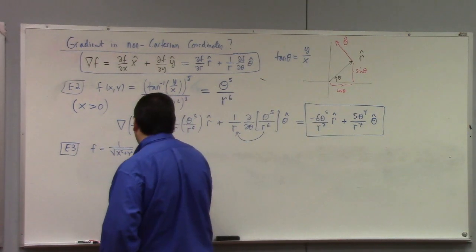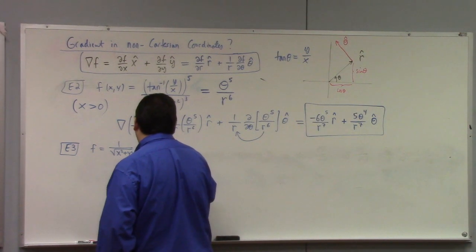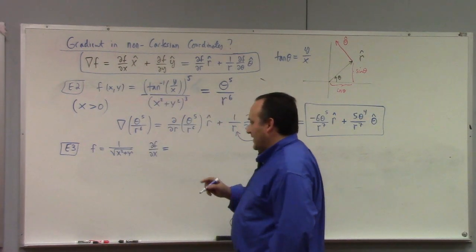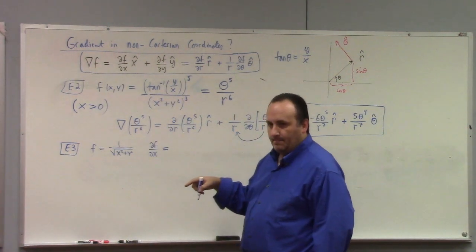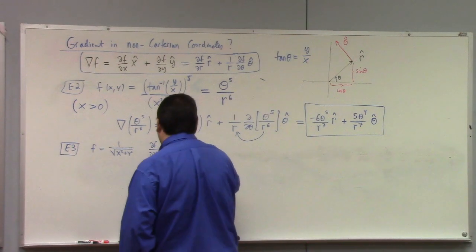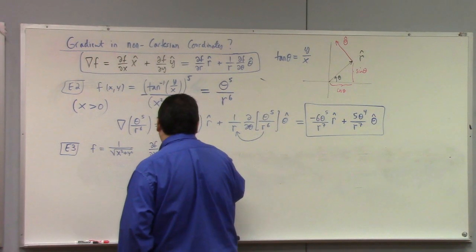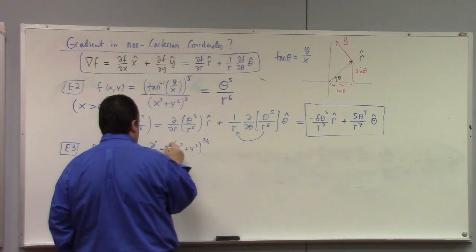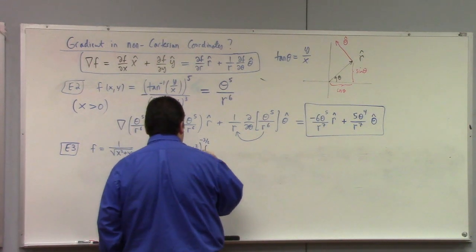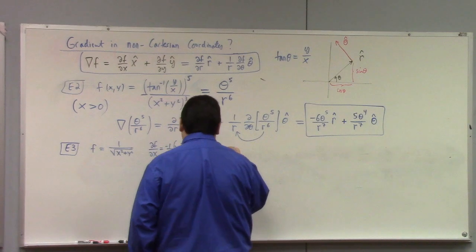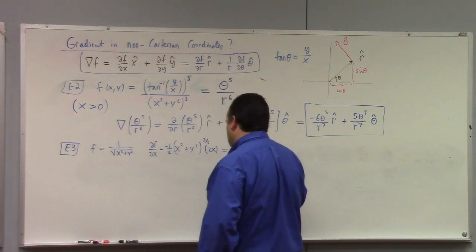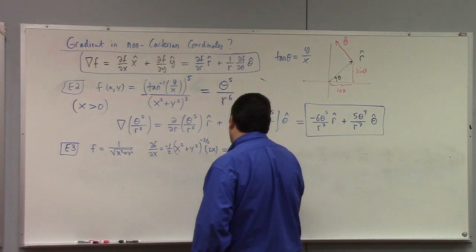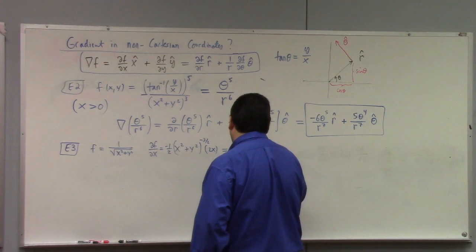What's partial f partial x? So I have 1 over the square root, right? So I get x squared plus y squared to the minus 1/2 power. So minus 1/2 times that times the derivative of the inside function, which gives me 2x. Let me just clean that up a bit. So what we're looking at is minus x over x squared plus y squared to the 3/2, right?